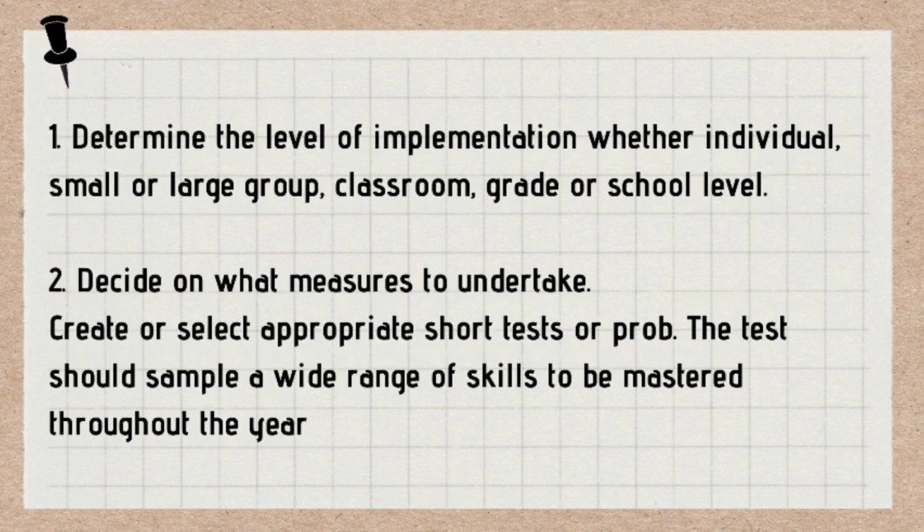Step 2, decide on what measures to undertake. Create or select appropriate short tests or probes. It could be 1 to 3 minutes long, and the test should sample a wide range of skills to be mastered throughout the year. So you could use CBM or mastery measurement in measuring their progress.